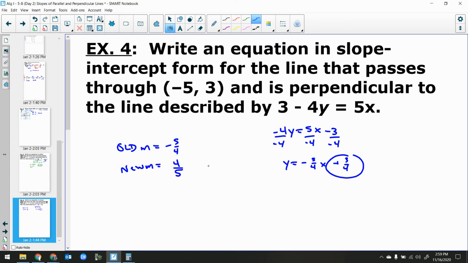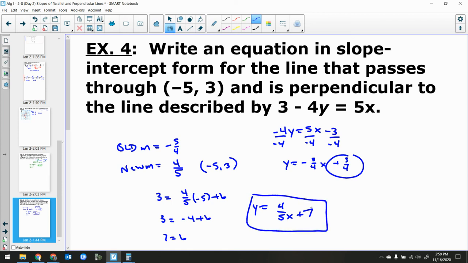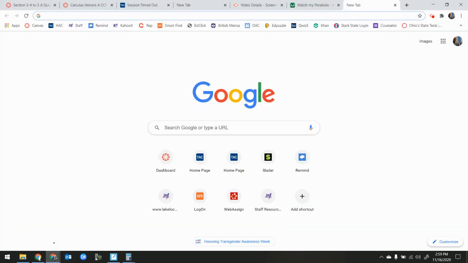Now, I've got to run it through (negative 5, 3). So y is equal to mx plus b. 3 is equal to negative 4 plus b. So 7 is b. So y is equal to positive 4/5 x plus 7. There we have it. Good. Hopefully we all understood what was going on, and I'll see you soon, hopefully.